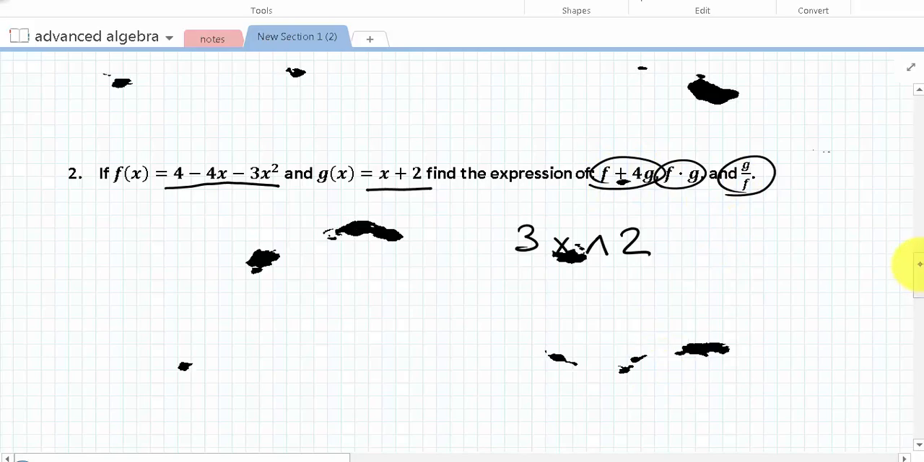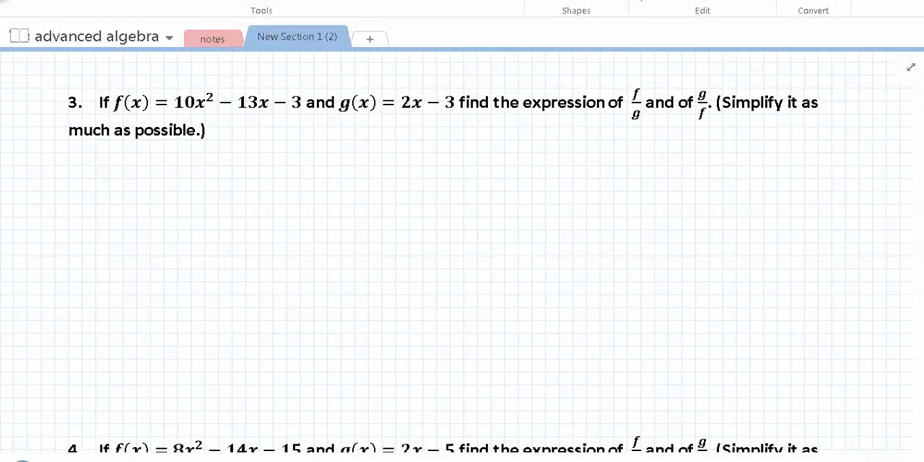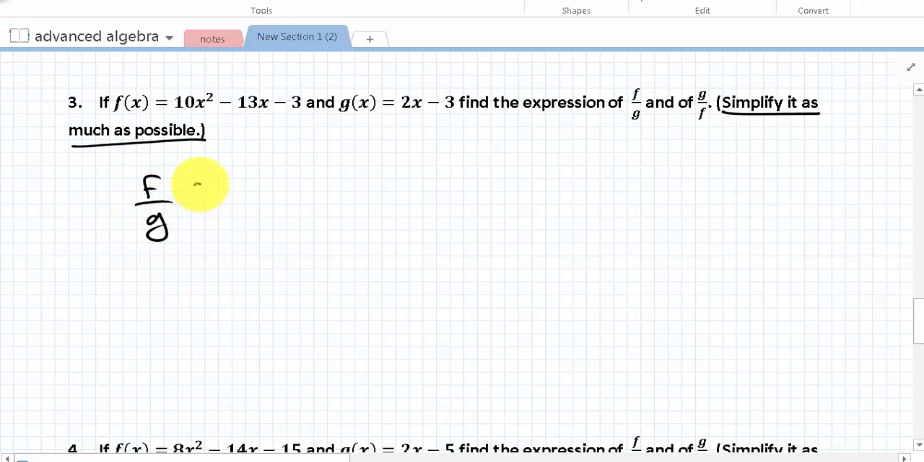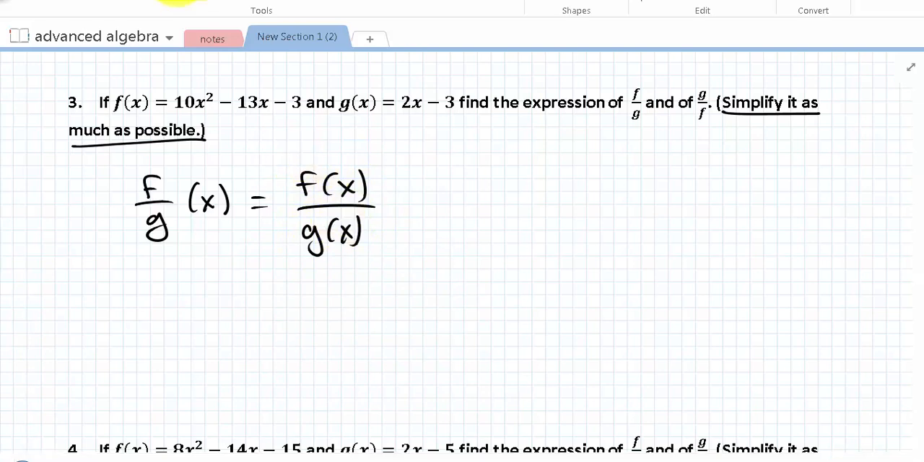Let's continue with another example. All right, example number 3. So this time I have these two functions, and I want to find f over g and g over f. Simplify it as much as possible, if it is possible, right? So let's start with f over g at x. What is this? By definition, it is f of x over g of x. Please always tell me what it is equal to. Don't write directly the ratio of the expression. You're showing me that you know the definition, okay?